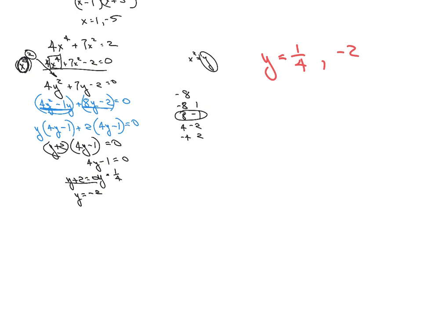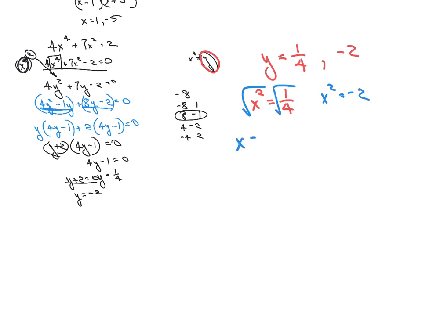So if y is 1/4, then 1/4 is equal to x squared. Right? Because I'm just substituting y. If y equals 1/4, then I can take this 1/4 and put it in place of y and get that. If y is negative 2, I'm going to put a negative 2 there. And let's do that in blue. Okay? So now I need to solve for x. In order to do that, I'm going to take the square root of both sides.